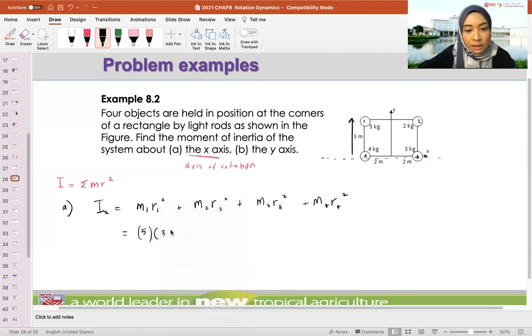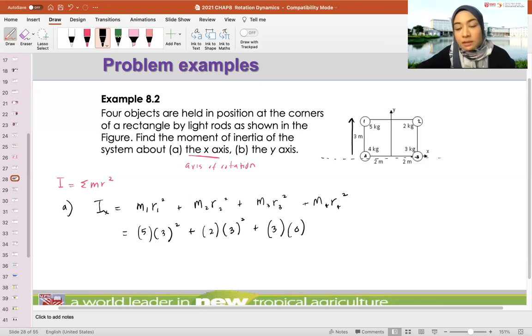So this is going to be 3 squared. Next one, M2, 2 kilogram. What is my R? 3. Okay. M3 is 3 kilogram. What is my R? 0. Yes. This is the part where people usually make this mistake. They will try to find a length, when actually it's on the axis of rotation. So it's going to be 0.